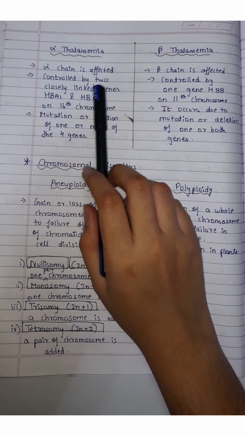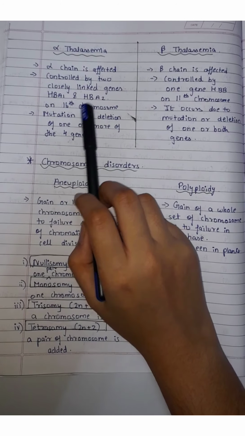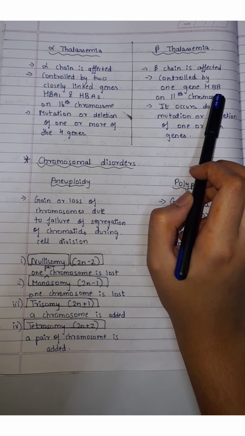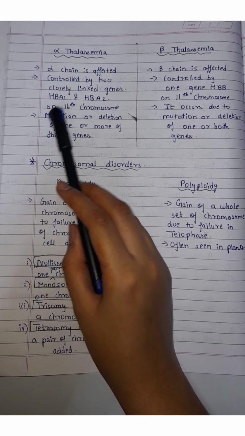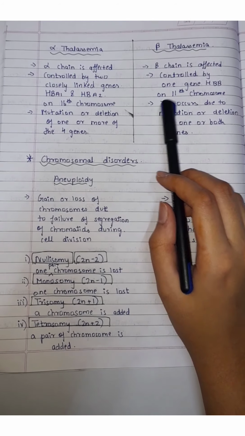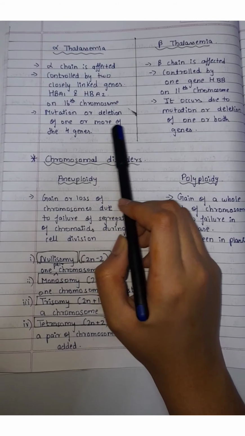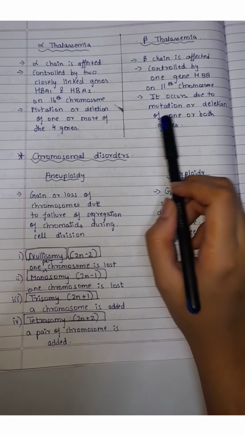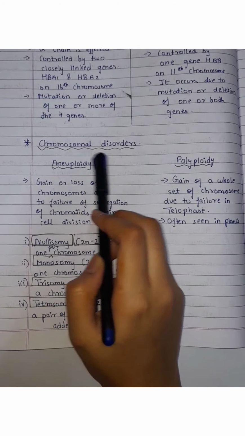Alpha thalassemia is controlled by two closely linked genes, HBA1 and HBA2, and beta thalassemia is controlled by only one gene, HBB. The alpha thalassemia mutation occurs on the 6th chromosome, and beta thalassemia occurs on the 11th chromosome. Mutation or deletion of one or more of the 4 genes occurs, or mutation or deletion of one or both genes. Next up, we're going to come to chromosomal disorders.